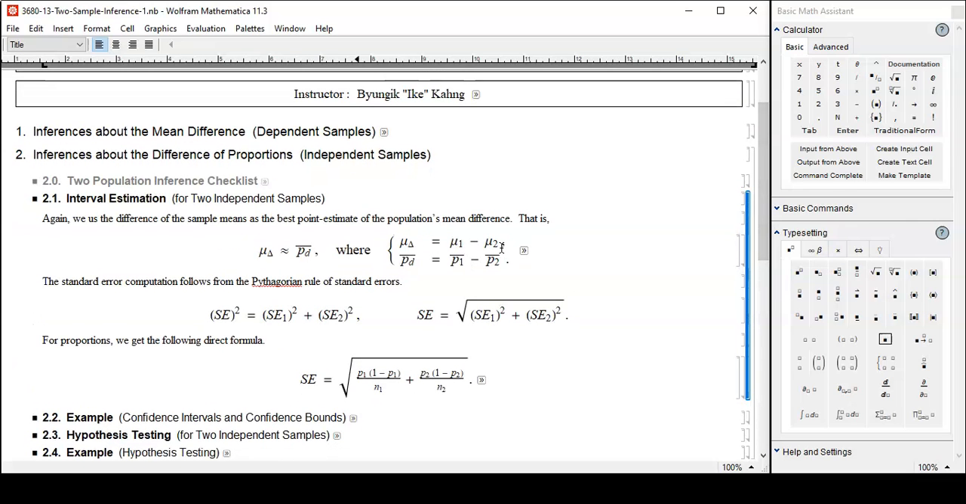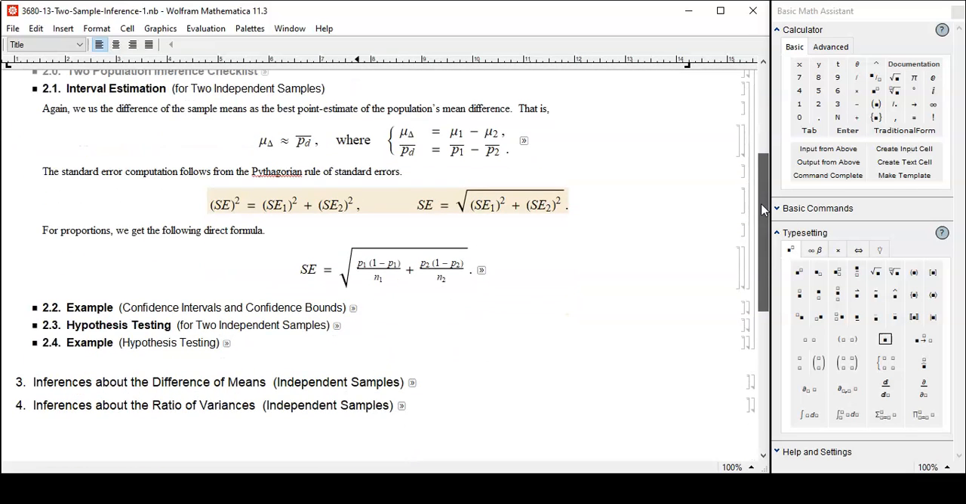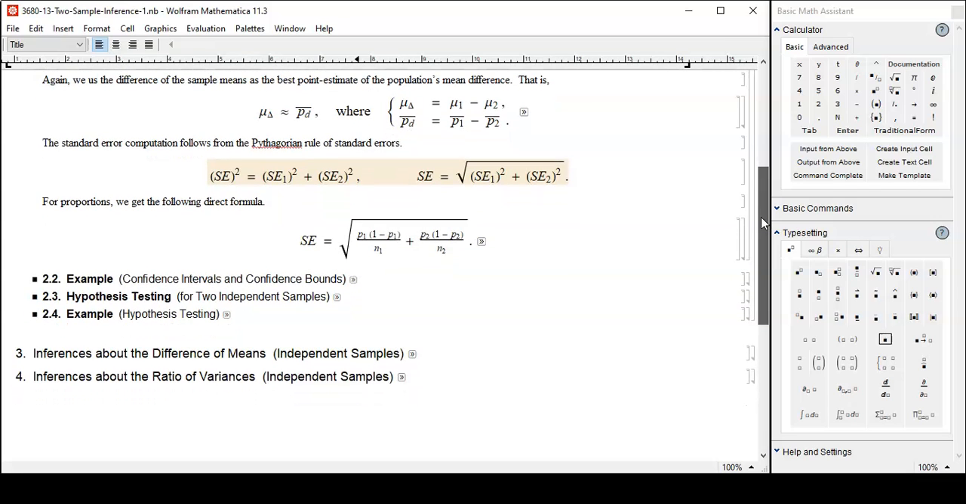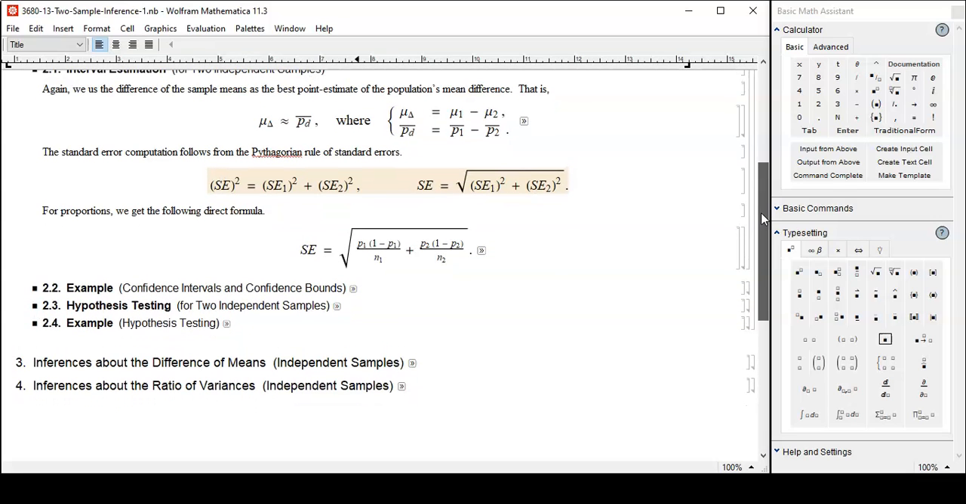Basically, what you do is take the difference between the observed proportions and take the appropriate standard error, which happens to follow the Pythagorean rule. And why Pythagorean rule? The real detail is actually covered in chapter 5 of our textbook, but that requires multivariable calculus, so I skipped it.